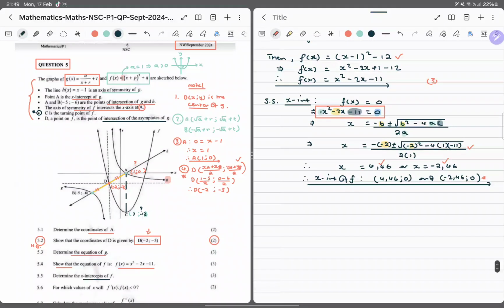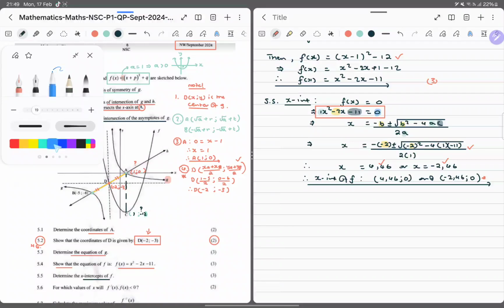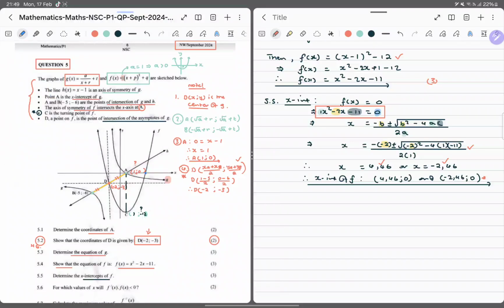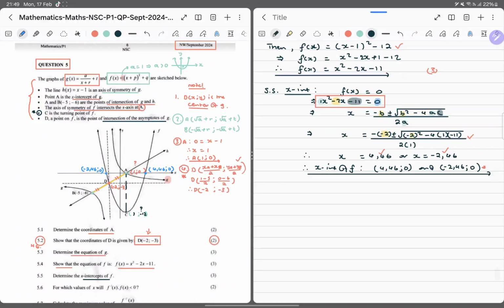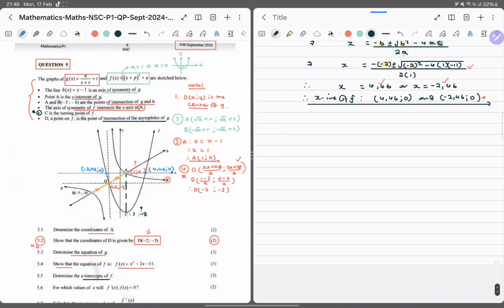So now these are the intercepts we're talking about. Is this point right here. So this is the positive one, (4.6; 0). And then the other one is right there. This is (-2.46; 0). Nice and easy. Okay. Let's move on.